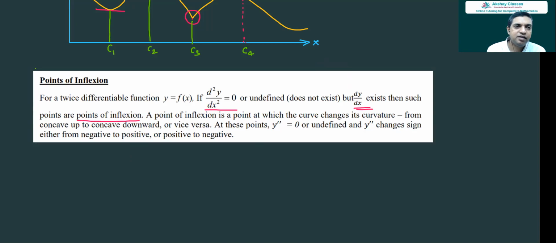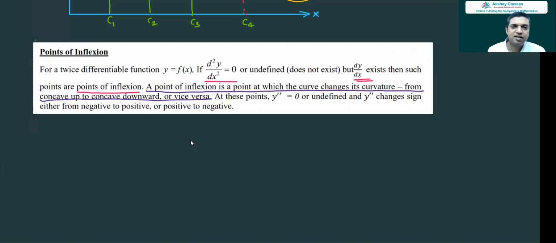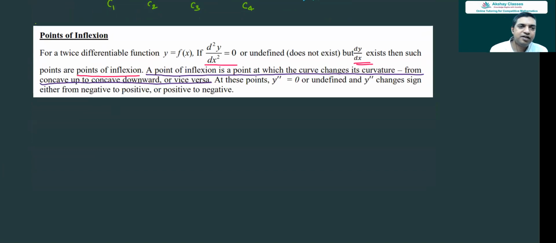More importantly, you see here, this will be much easier to understand. A point of inflection is a point at which the curve changes its curvature from concave up to concave down or vice versa. That means at these points, the second derivative will be 0 and the second derivative changes sign from negative to positive or positive to negative. Let us study this. Then we'll understand the point of inflection.